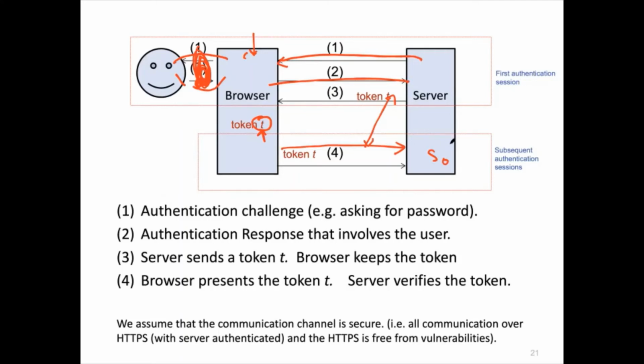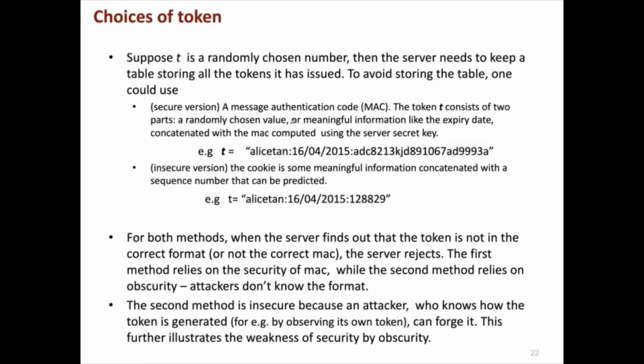Also, the choice of how we design a token is important. The secure way of doing it is this. Let's first describe the insecure way. The cookie could be some meaningful information concatenated with a sequence number. For example, the cookie is Alice Tan, Alice Tan has been logged in, and some information, the date, and a sequence number 1, 2, 3, 4, 5, 6, 7, 8.